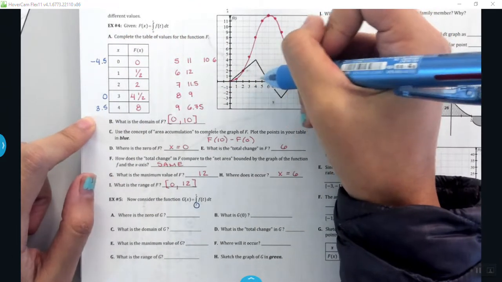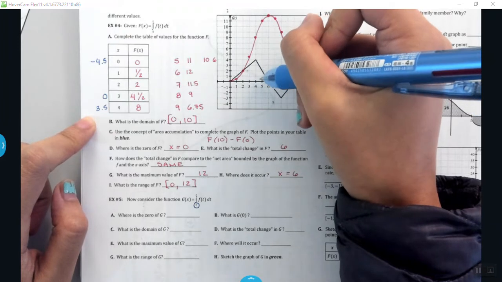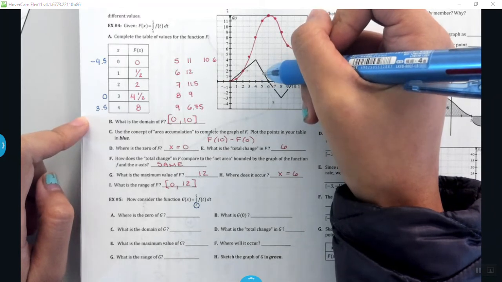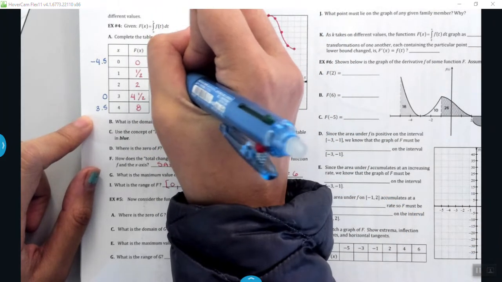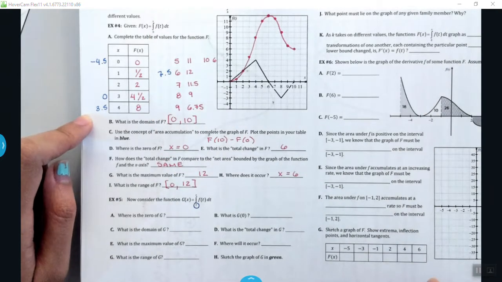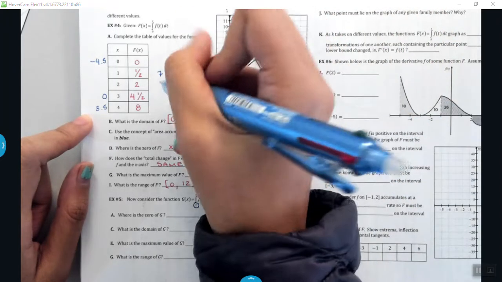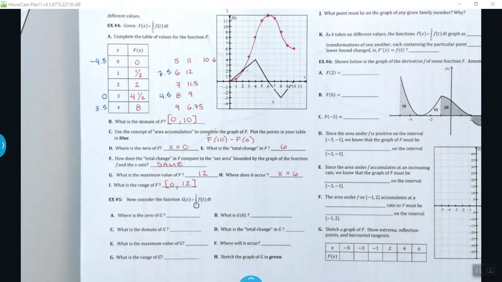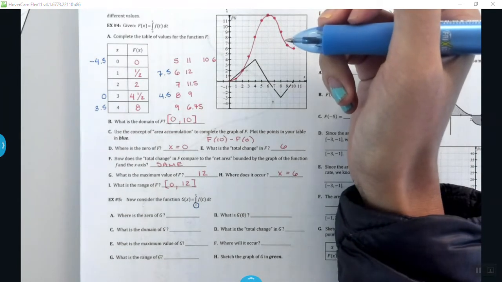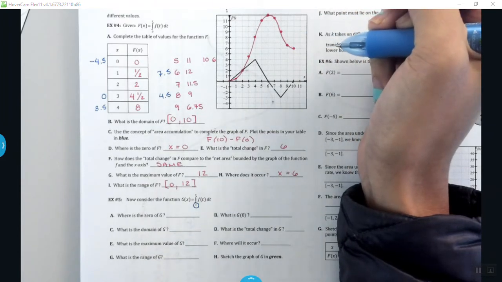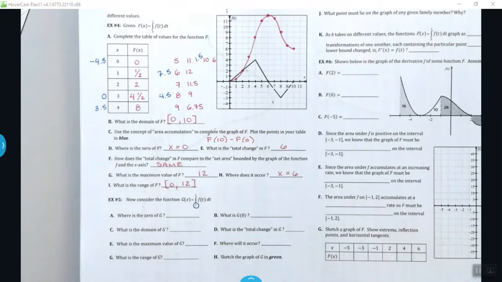What's my area from 3 to 6? 7.5. Let's go 3 to 8, is 4.5, right? And then 3 to 10 is 1.5.